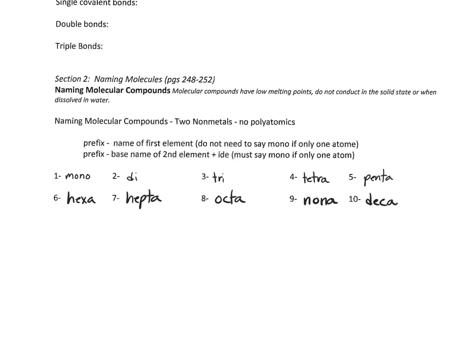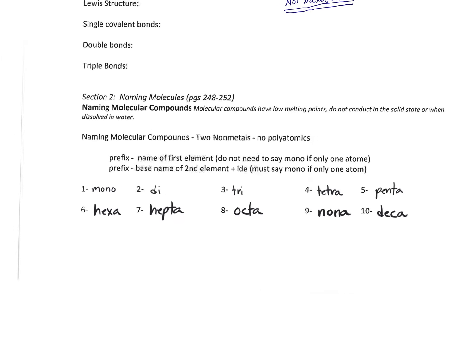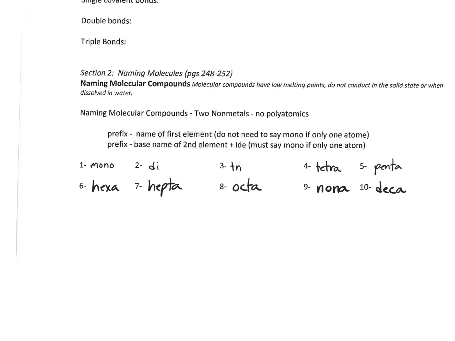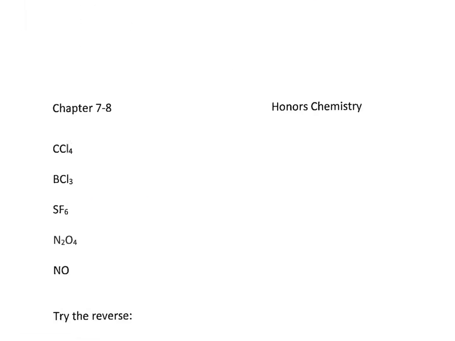We won't really be using the big numbers very often. Mostly it's going to be mono and di and tri and tetra, maybe penta, maybe hexa, maybe octa. Anyhow, let's move on. I think the best way to learn how to name compounds is just to jump in to some examples, and then we can go through some other examples. Let's start with these first. This is on the next page.